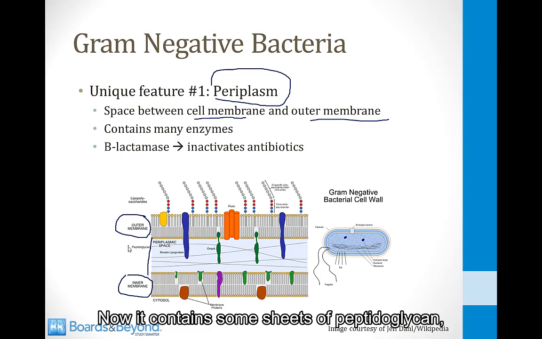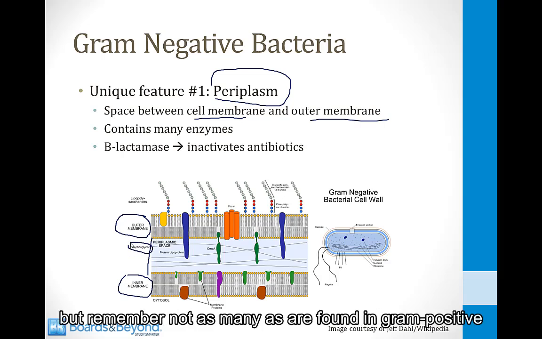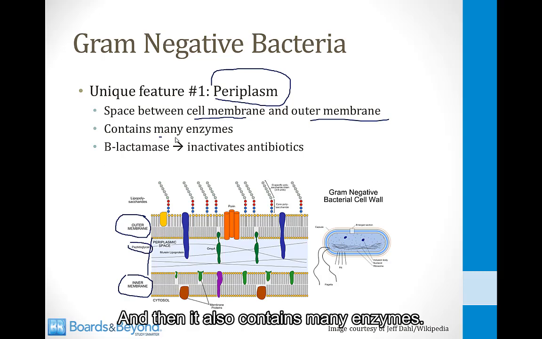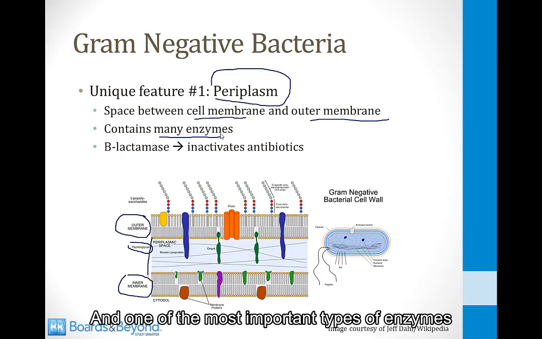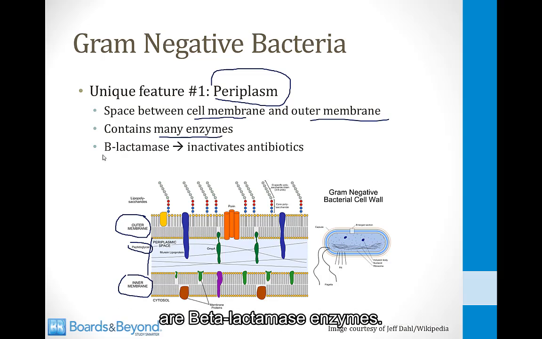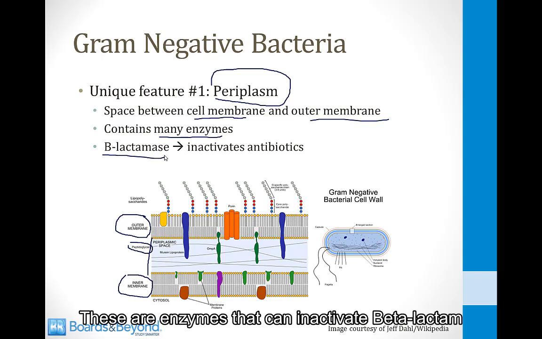Now, it contains some sheets of peptidoglycan, but remember, not as many as are found in gram-positive bacteria. And then it also contains many enzymes, and one of the most important types of enzymes found in the periplasmic space are beta-lactamase enzymes. These are enzymes that can inactivate beta-lactam antibiotics.